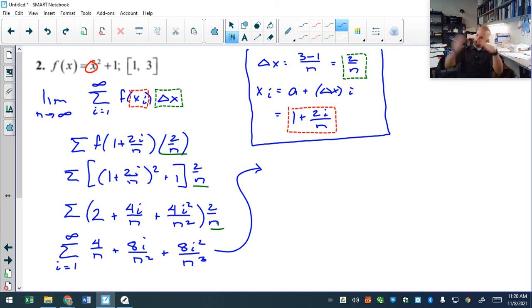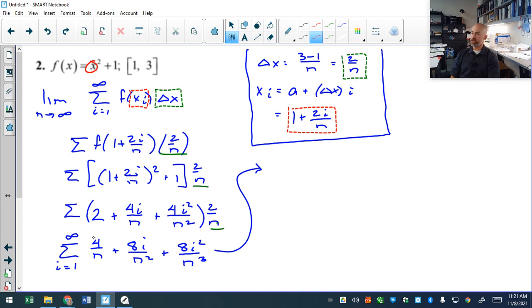Now that I've gotten rid of all multiplication, there's no more expanding, no more foiling, nothing else inside my summation. I split this into 3 different sigmas. The sum of 4 over n plus the sum of 8i over n squared plus the sum of 8i squared over n cubed. And all of these summations are functions of I. We are plugging numbers in for I. The 4 and the 8s are obviously constants, but as far as the summation is concerned, n is a constant also. N is a variable for the limit, which is going to be addressed later.